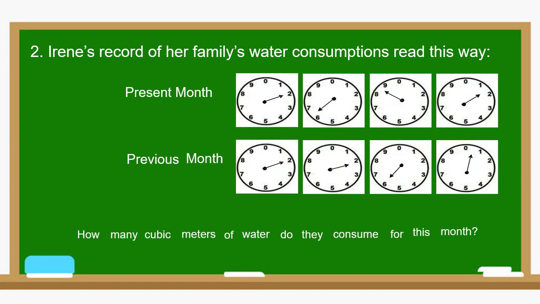Number 2. Irene's record of her family's water consumption read this way: present month and previous month. How many cubic meters of water do they consume for this month? 1,240 meter cube.